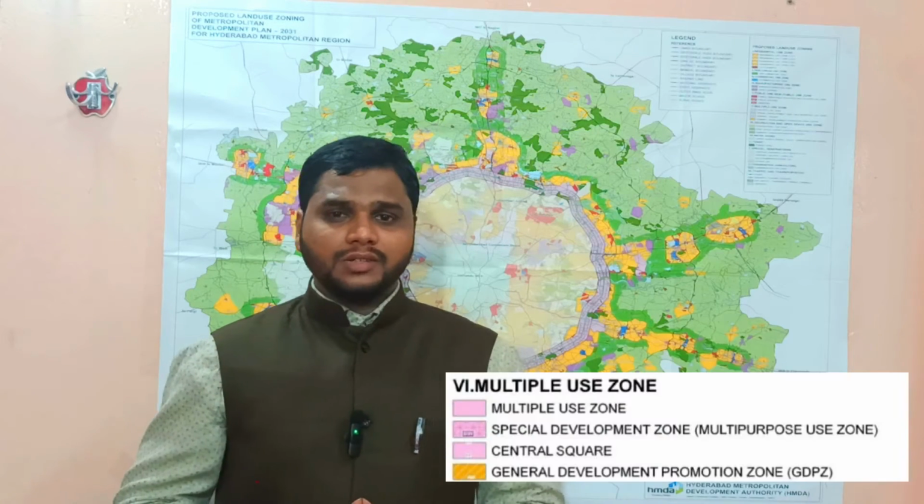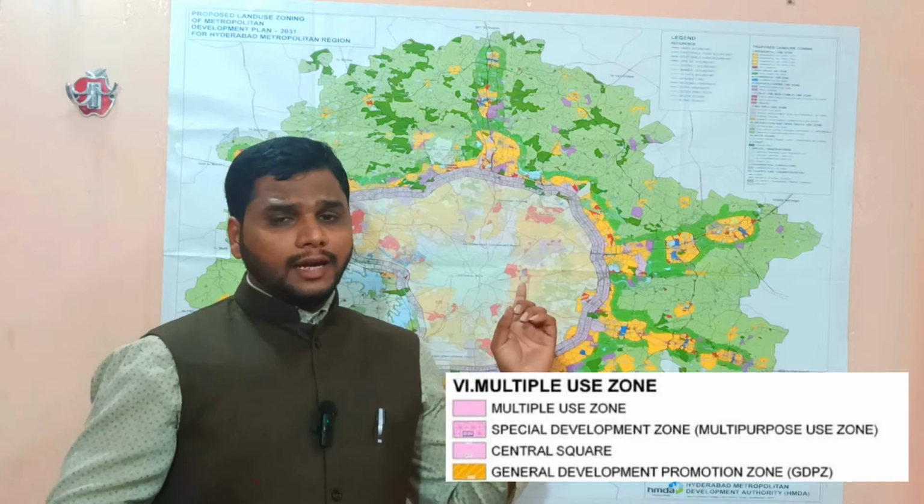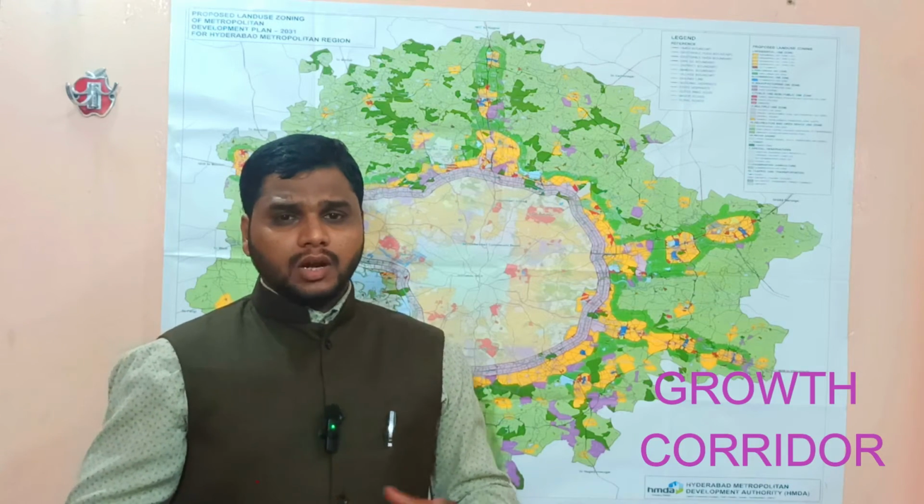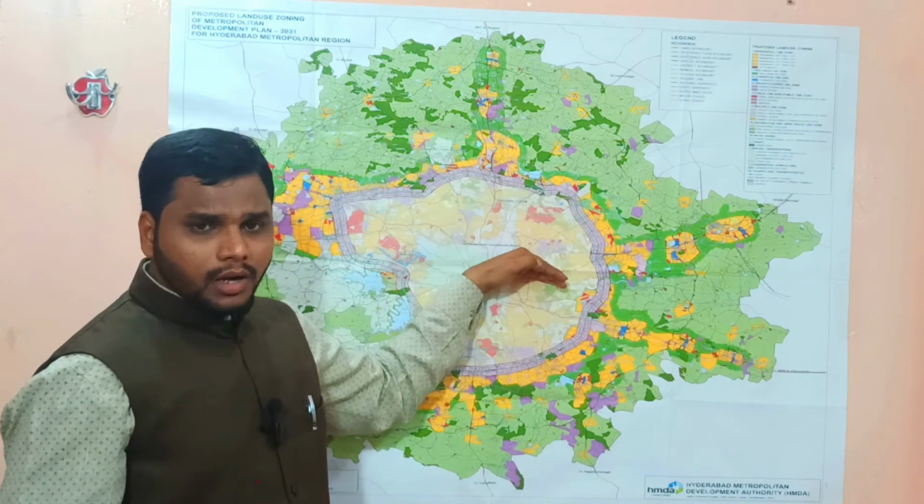The very first zone is multiple use zone, shown in light pink color, also known as growth corridor. It is surrounding the ORR. Its extent is 1 kilometer inside the ORR and 1 kilometer outside the ORR. It's a super premium zone. We can see huge and tall buildings, commercial complexes, etc. in this zone. Sky is the limit in this zone.